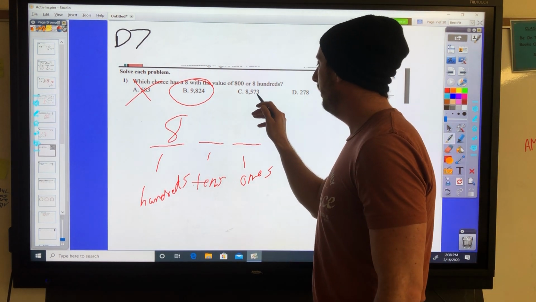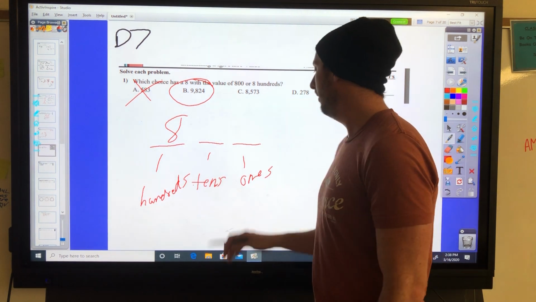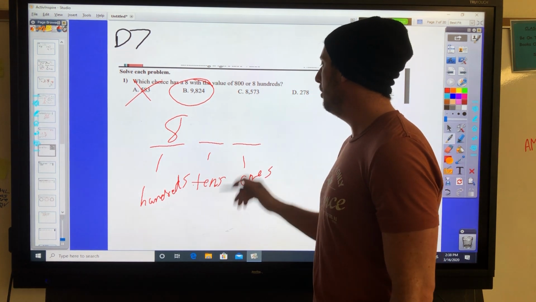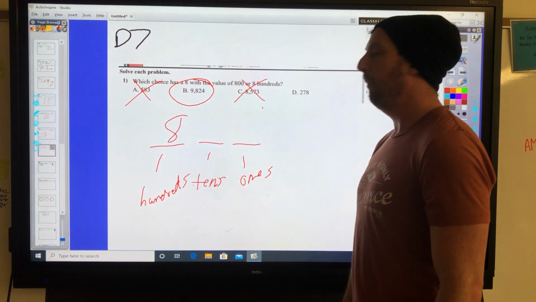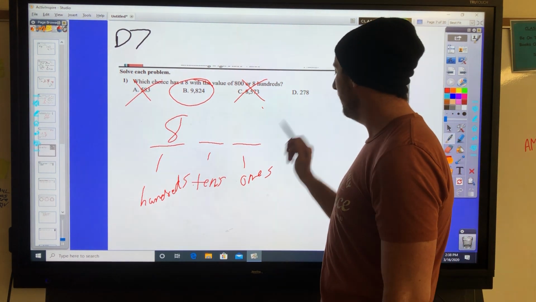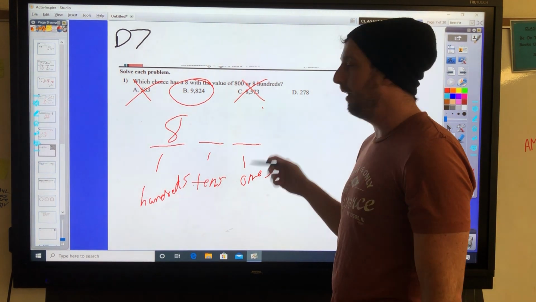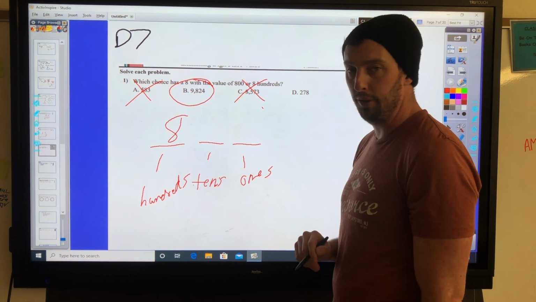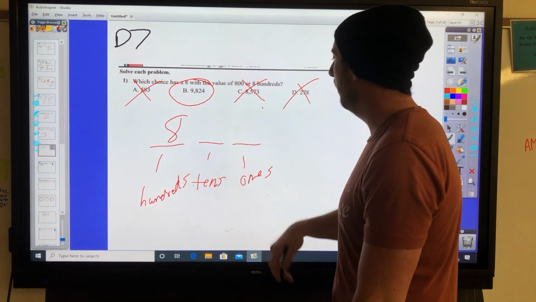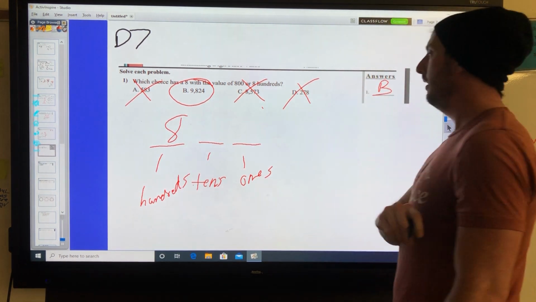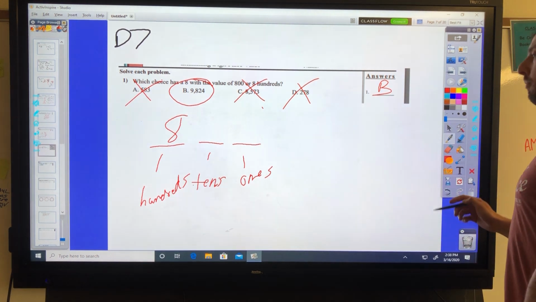I have a 3 in the ones, I have a 7 in the tens, and I have a 5 in the hundredths. That can't be it either. Am I wasting my breath? Maybe. I have an 8 in the ones. Well, I know that's not it because the 8 needs to be over in the hundredths. So this one is not it either. So my answer is B. All right, moving on.